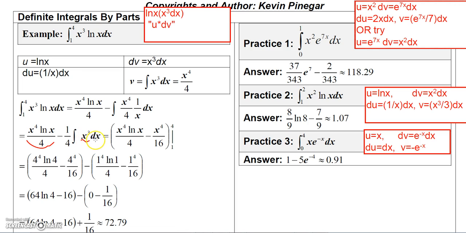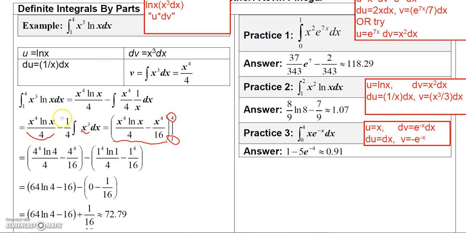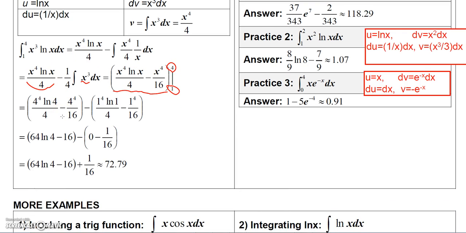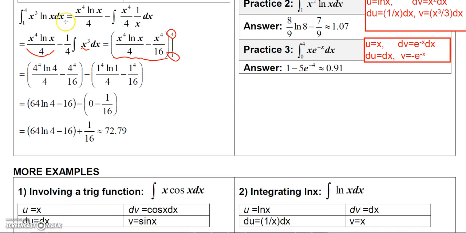If you integrate x cubed dx, that's going to be x to the 4th over 4, and remember I'm multiplying it by a 4th, so a 4th times x to the 4th over 4 would be x to the 4th over 16. Okay, so now there's my function, and I've got to integrate that function from x equals 1 to x equals 4. So basically here, once you have the function, you just apply the fundamental theorem of calculus.